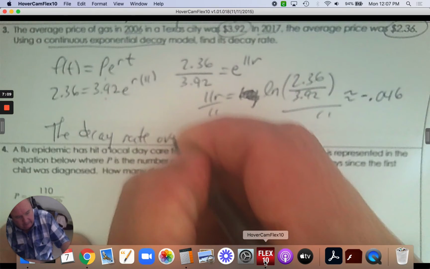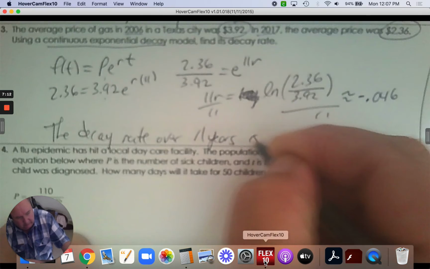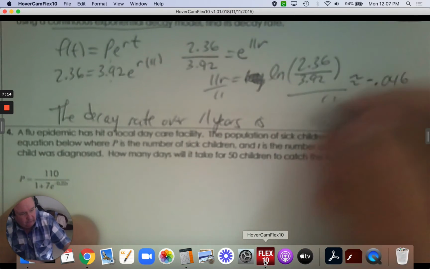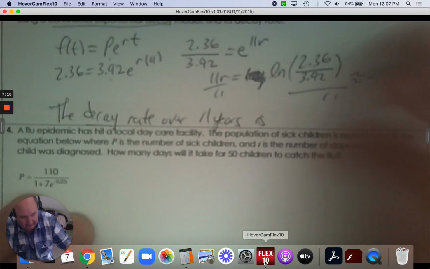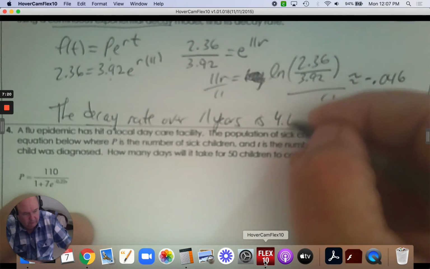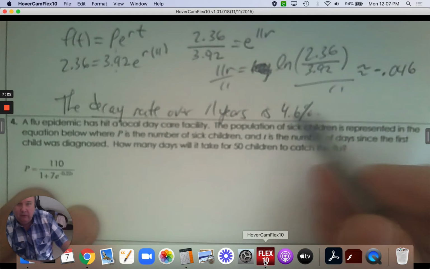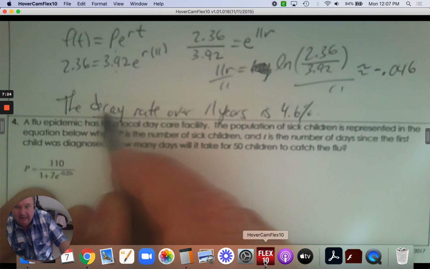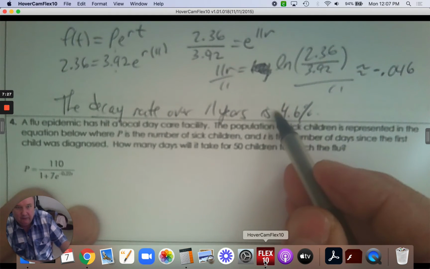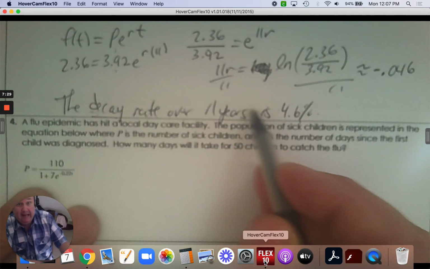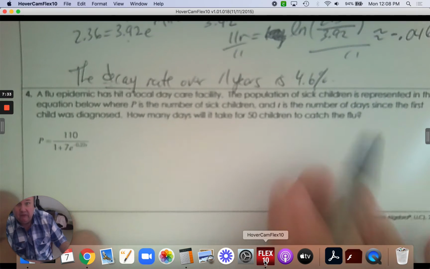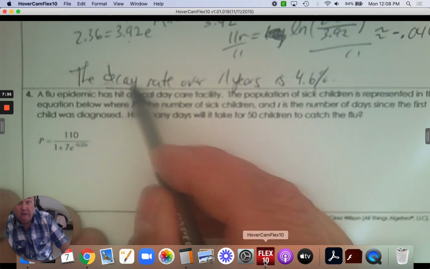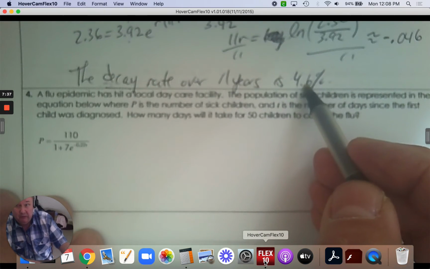over 11 years is, and as you say the word decay, you don't have to put down negative. So move the decimal. And so it was decaying at this rate. The word decay means the number is negative, so we don't need another negative. If you're decaying at a negative number, it's a negative with another negative. It's actually increasing. All right. So because we say the word decay, we can just write down 4.6%.